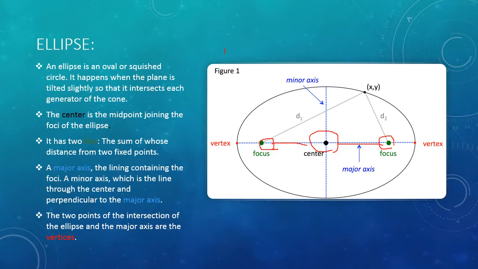Then you have the major axis right here, which is the line containing the foci. And then you have the minor axis, which is the line through the center and perpendicular to the major axis. And the two points of intersection of the ellipse and the major axis are the vertices.